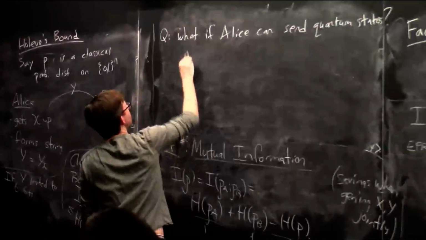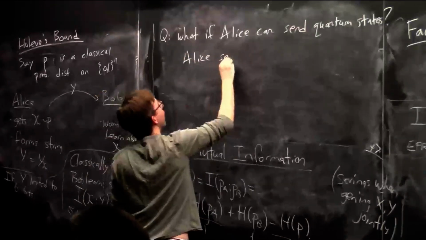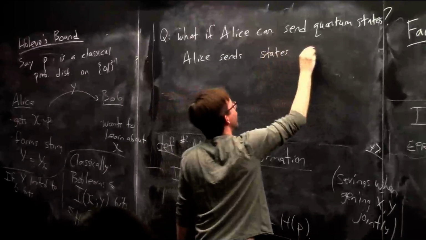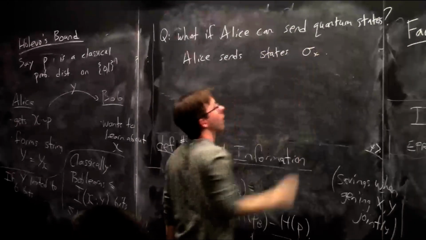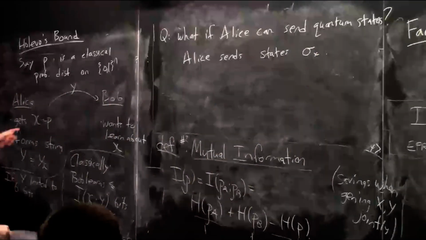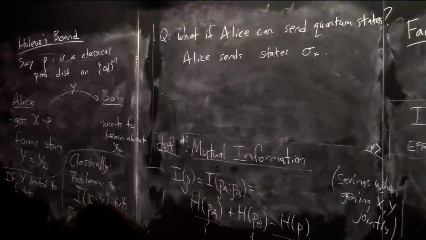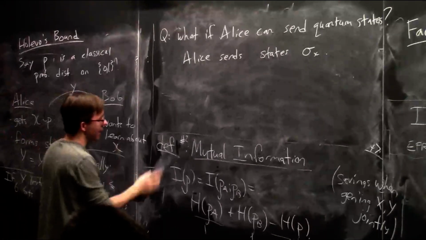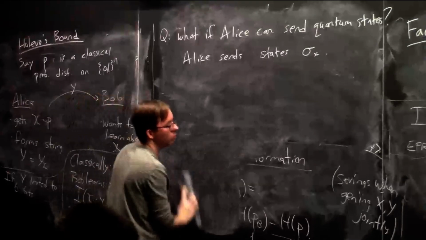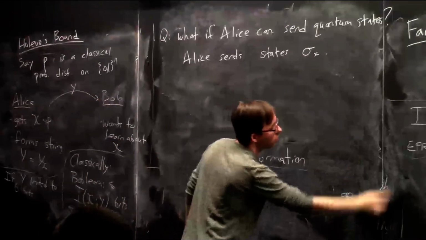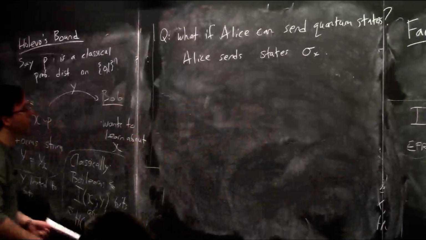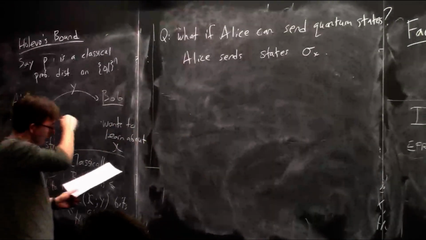Now instead, Alice will send mixed states sigma x to Bob. For every string x that she gets, she can create a different quantum state sigma x, and send that to Bob. And Holevo is bound to asking, well, can you transmit classical information more effectively, or more efficiently, in this way?